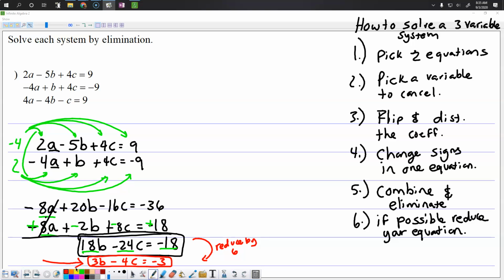I've got 2 variables here, right? I've got b and c. That's good. But in order to have a 2-variable system, I not only need 2 variables, but I need 2 equations. So I need to create another equation that has b and c in it only, without an a. How are we going to do that? We're going to repeat steps 1 through 6.